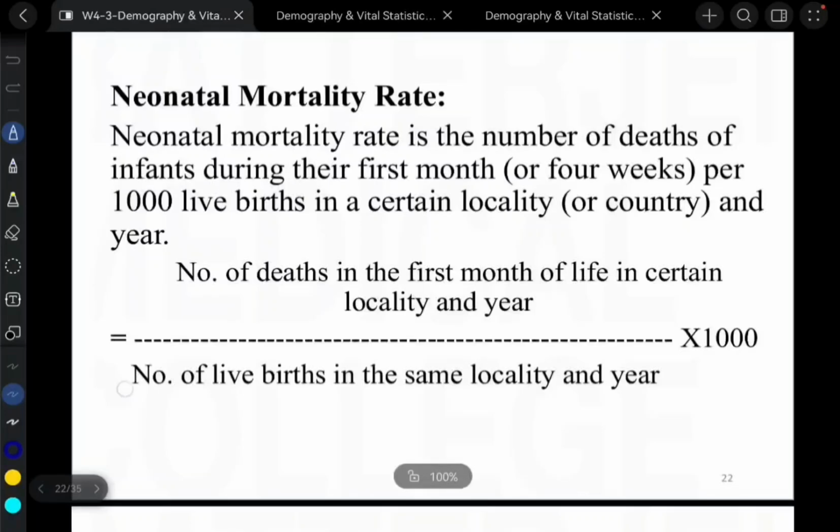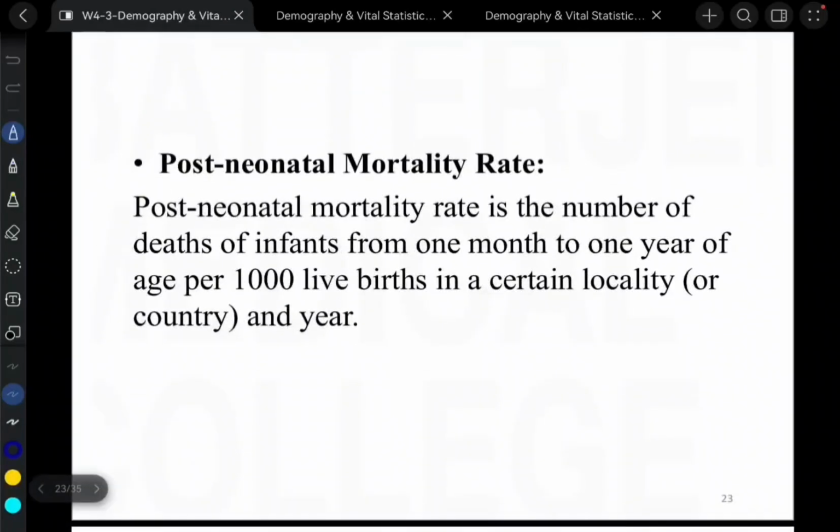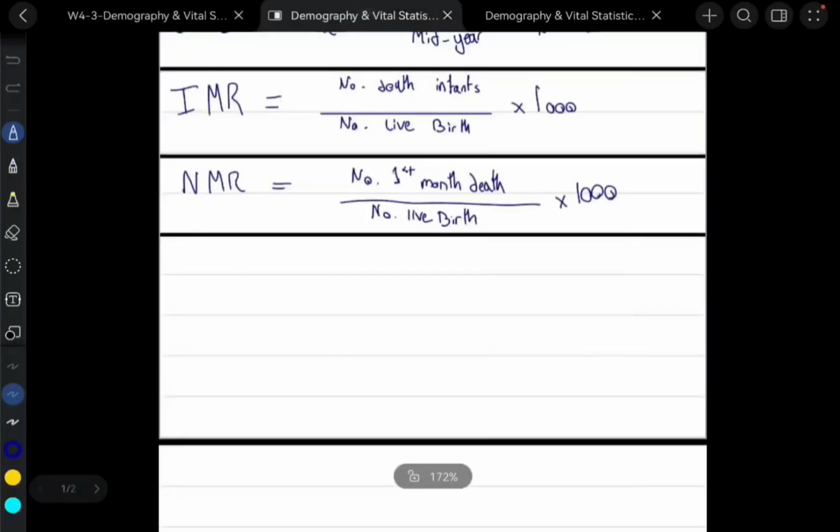Now that's neonatal. What about the post-neonatal mortality rate? The post-neonatal mortality rate is the rest of the infancy, so basically from the second month till the end of the year. After the first month is finished, from 1 month to 12 months, or 1 year. The post-neonatal mortality rate is the number of deaths of infants from 1 month to 1 year per 1,000 live births in a certain locality or country.